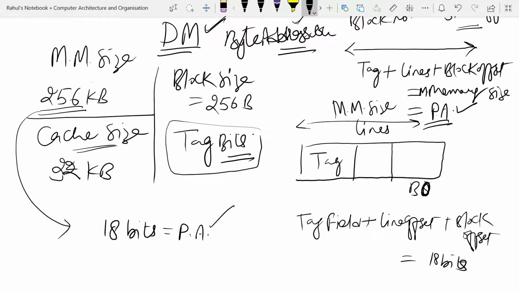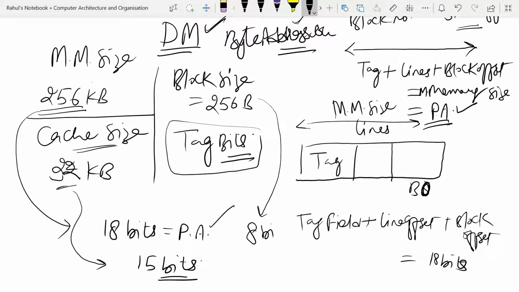What is cache size? 32 KB. So cache size is 32 KB means 2 to the power 15, 15 bits are of cache size. Cache size is given to us as 15 bits, and block size is 256 bytes. What does it mean? That 8 bits would be required to represent block size.